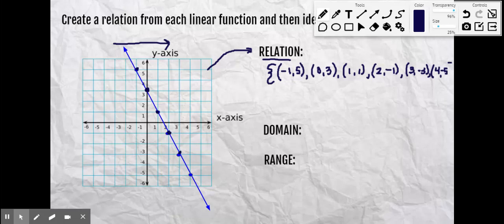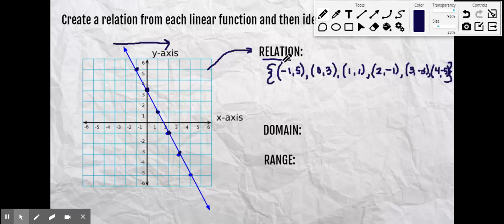Now, once I build, parentheses, then end with a brace. Once I build this relation, this is the set of all the ordered pairs represented by this specific window. Yes, those points go on outside of the window I can see, but these are the ones that are highlighted within the graph. You can quickly count 1, 2, 3, 4, 5, 6. So 1, 2, 3, 4, 5, 6. I didn't miss any of those. Quick check just to make sure you can count.